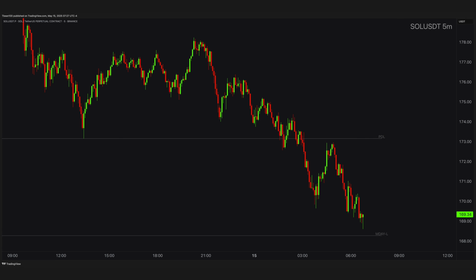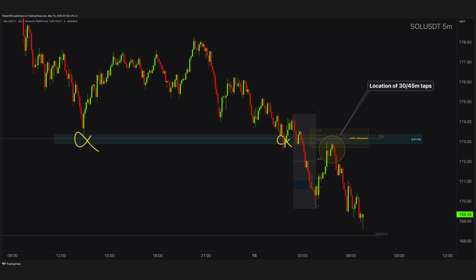Now let's see. This is the location of the 30 and 45-minute imbalance steps. Do you notice something else? What a great SR flip location as well. Price keeps rejecting this PDL level, the Masterclass amplifier location of previous day low. And if you use a Fibonacci, then you will see that this is a nice discount area, actually the exact location of the optimal trade entry.